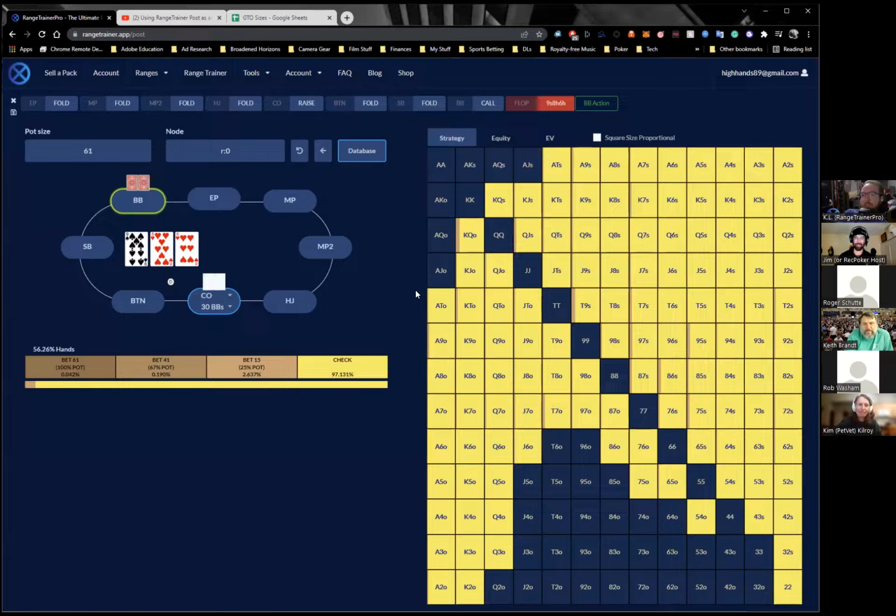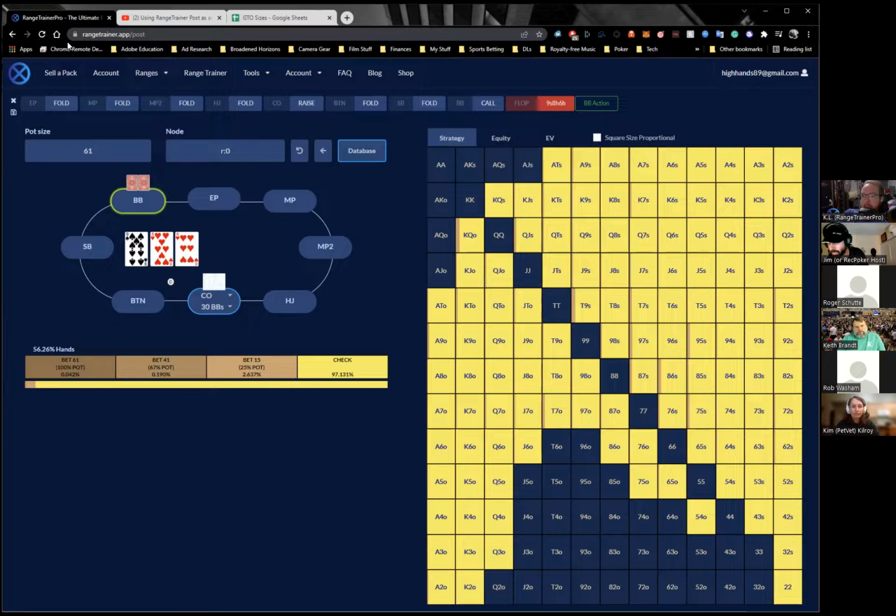But if you want to understand similar situations, like middling, really connected boards, like 986 and 987 two-tone are very similar boards. You can apply the same strategy accurately in those situations. So you can really compare and contrast.